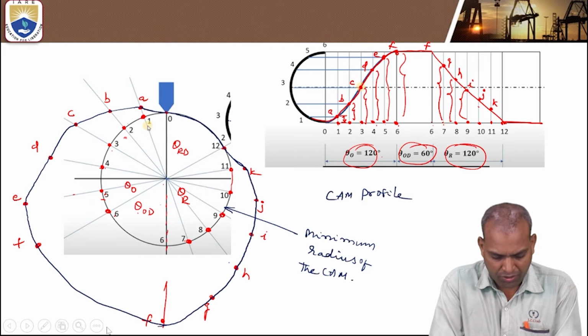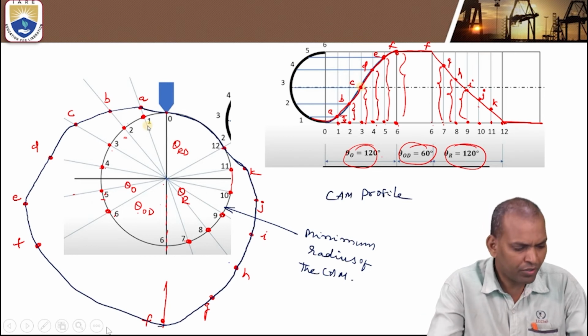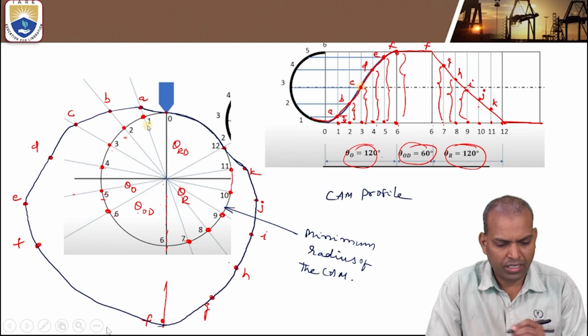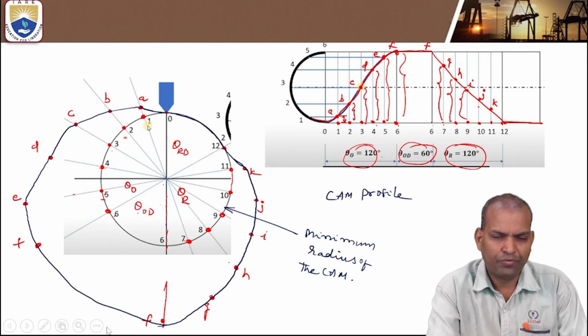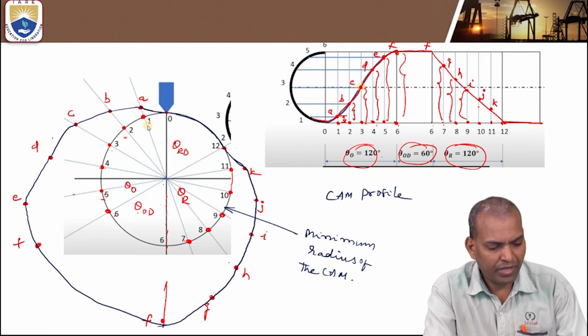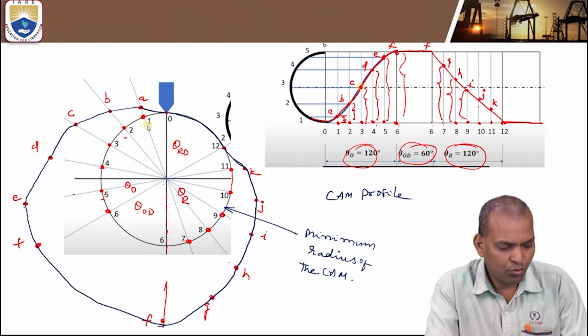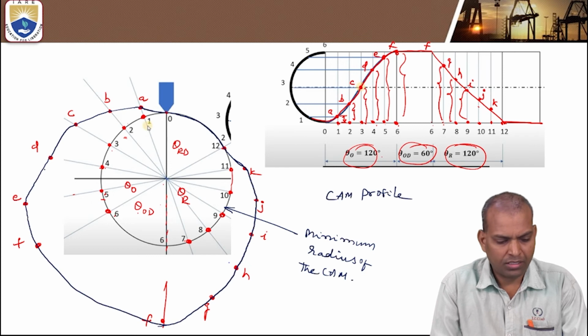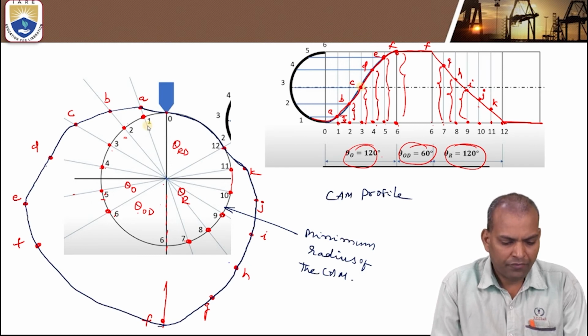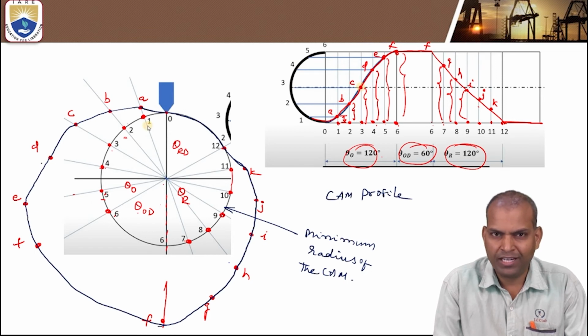With those conditions, we have drawn the profile of a cam. The output of the cam will be visible like this shape. We may use instruments, but I used freehand here. Finally, the curve should be drawn freehand.